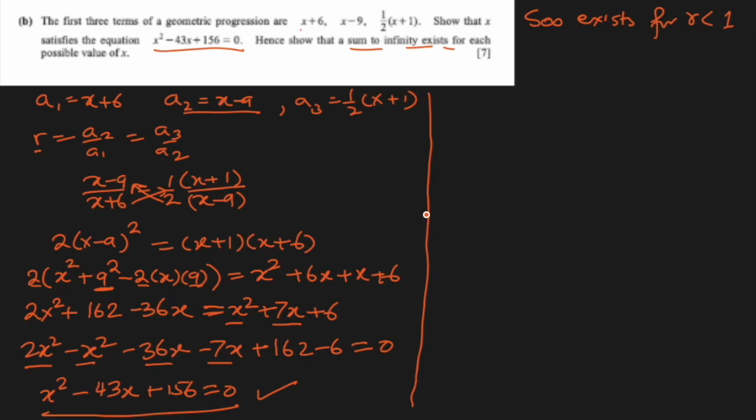Now they're saying that show that the sum to infinity exists. In other words, this quadratic will give us x, correct? Both there will be x values which will give us r less than 1. So let's simplify this one. So 156, 39 times 4. So x square, I'm factoring this, okay? You guys can use your calculator, you are free to use it.